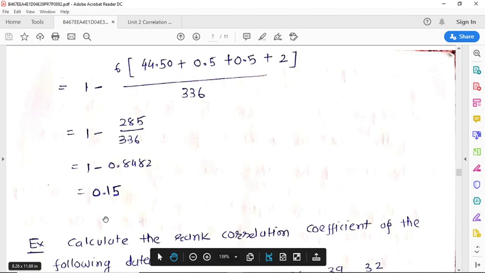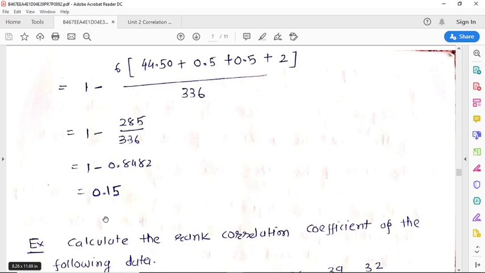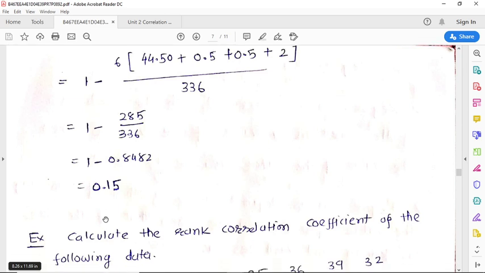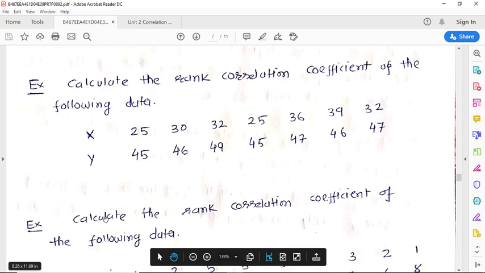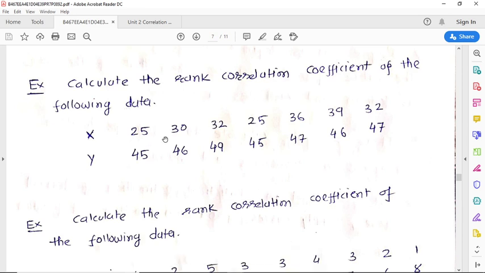Okay, so this is an example of the rank correlation coefficient, and these are the two examples for your practice. Clear? So if you have a pen and paper with you, write down this data here and try to solve it yourself. Clear? That is the data we have, that is a tied rank form here, and here 32 is repeated 2 times, 25 is repeated also 2 times, and here 45 is repeated 2 times, 46 is repeated 2 times, 47 repeated 2 times.